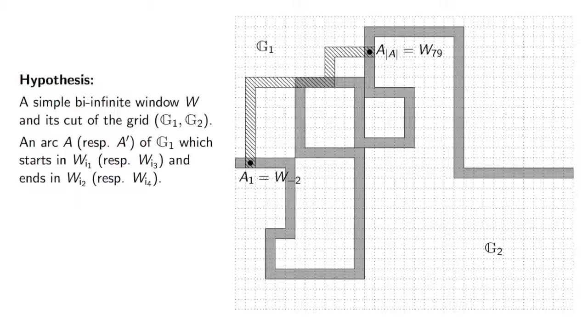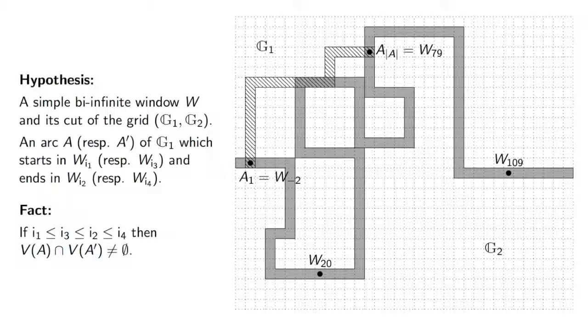Consider the extremum arc A introduced before. This arc starts in W-2 and ends in W79. Now consider the positions W20 and W109. Remark that 20 is larger than -2 but it is also less than 79.